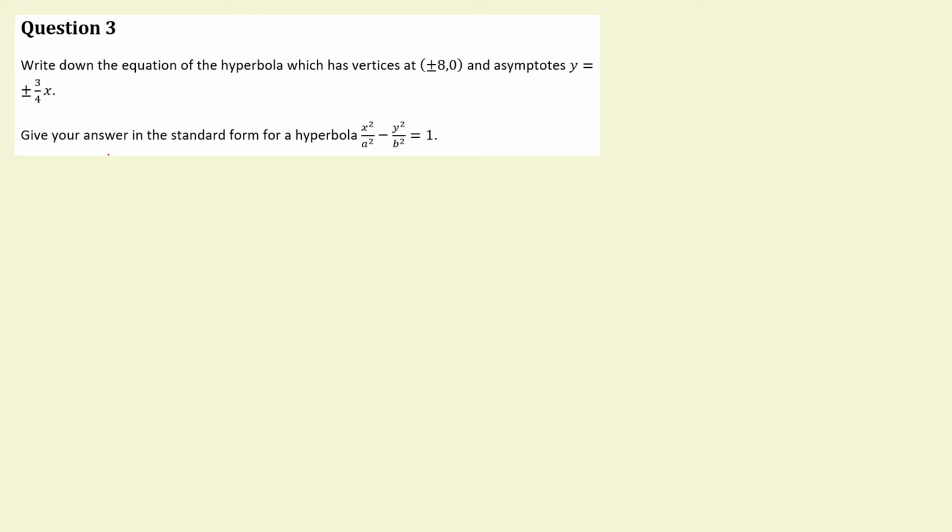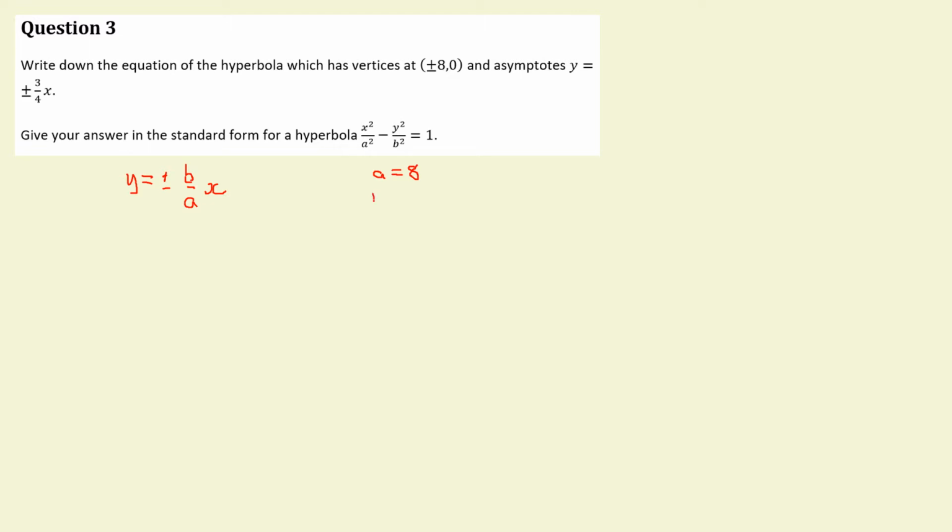Now, the temptation here for a couple of people was to jump straight in to say, but I know that the standard form for the equations of the asymptotes is that y is plus or minus b over a x, and then you jump straight in and say, well, that must mean that b is 3 and a is 4, but that's not right. Because the vertices tell us more information. The vertex of a hyperbola in this form is plus or minus a, 0. A is 8.